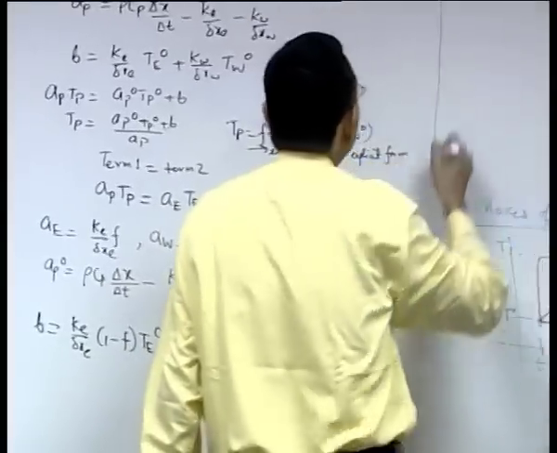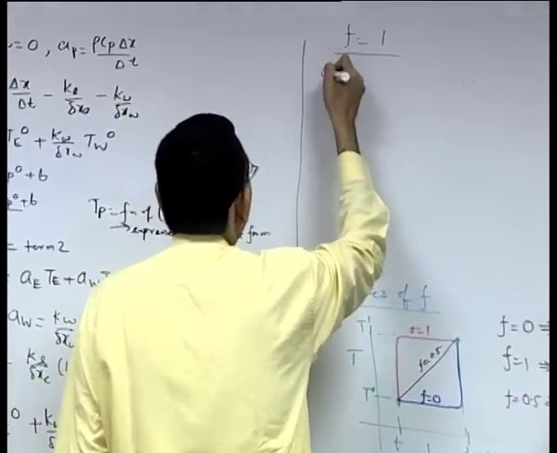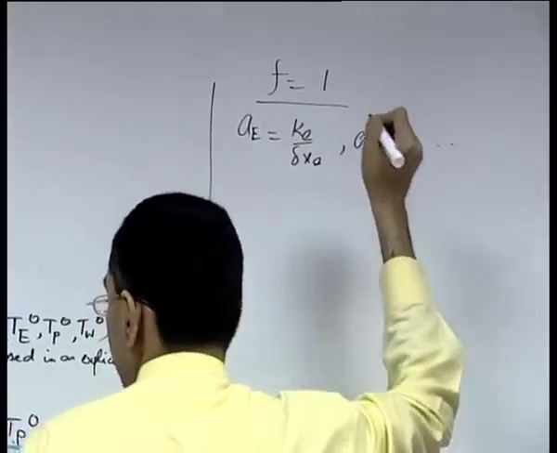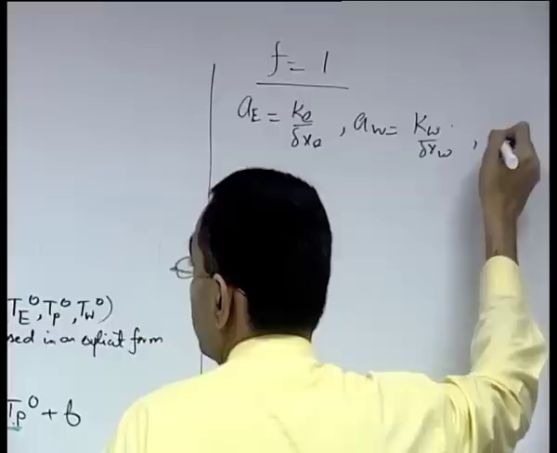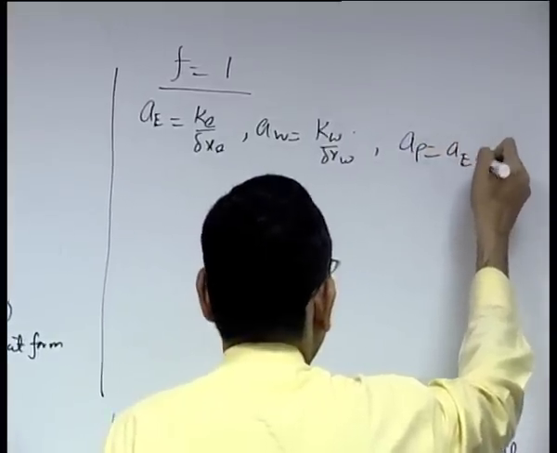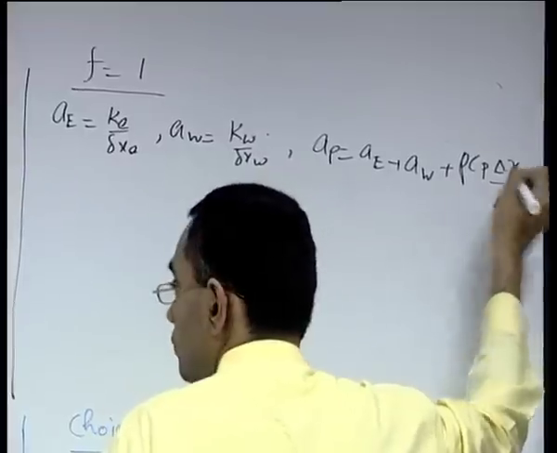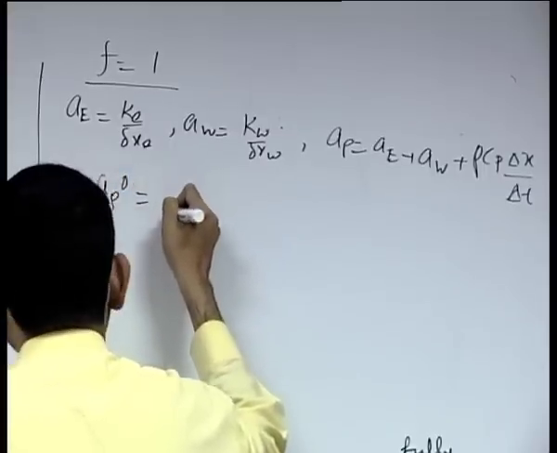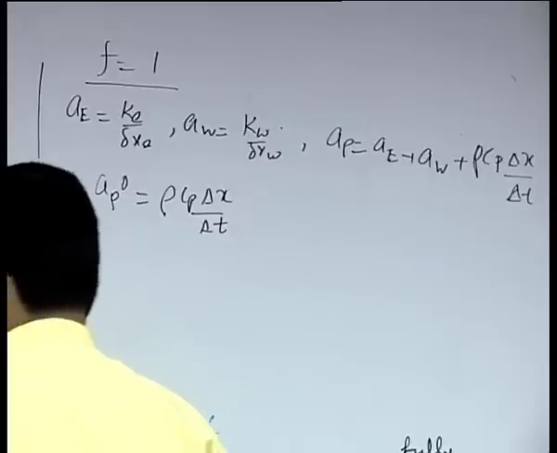Now, let us consider f equal to 1, then AE is equal to Ke by delta xe, AW is equal to Kw by delta xw, AP is equal to AE plus AW plus rho Cp delta x by delta t, AP0 is equal to rho Cp delta x by delta t and B is 0.